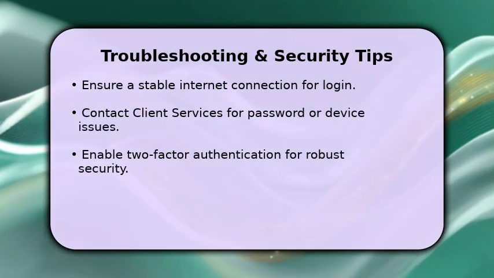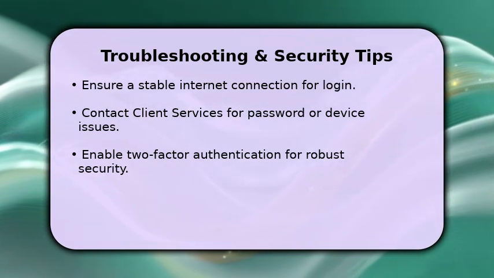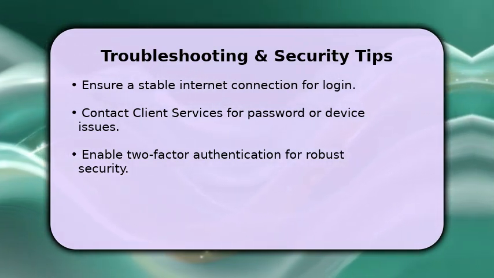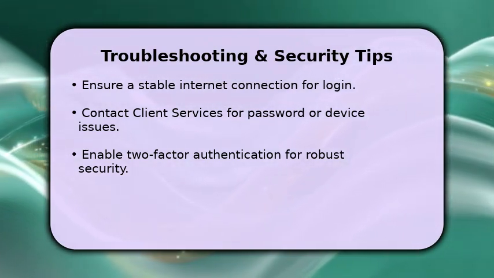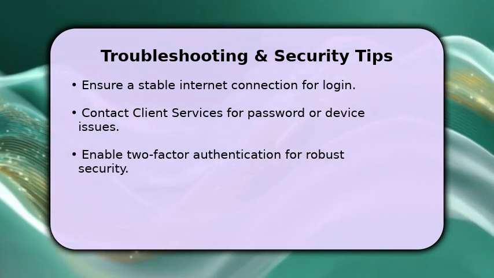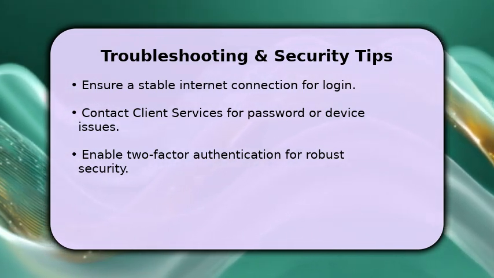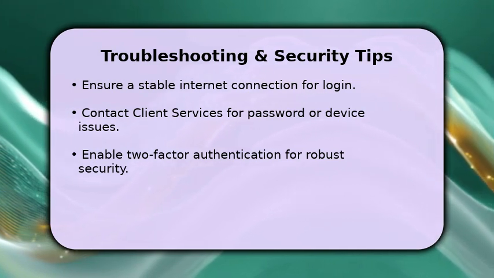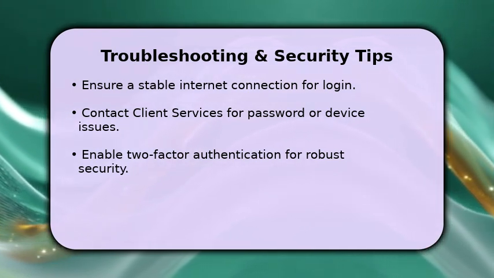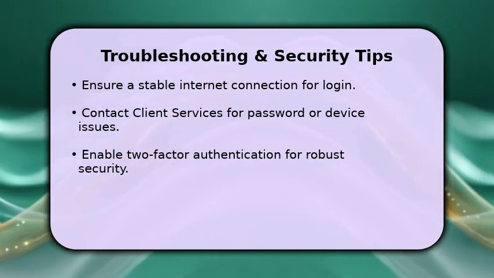If you encounter login issues, first confirm your internet connection is stable. If you forget your password or have problems with your security device, it's best to contact Interactive Brokers Client Services by telephone, as they require identity verification for security-related requests. Always enable two-factor authentication, like IBKR Mobile Authentication, for the highest level of account security.